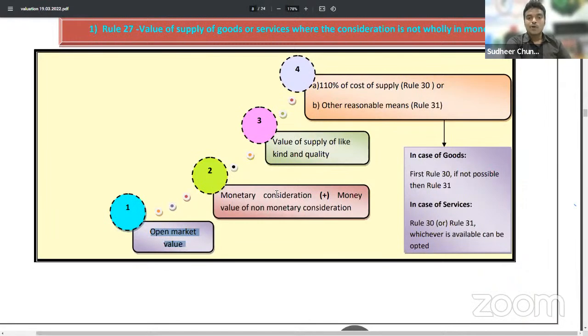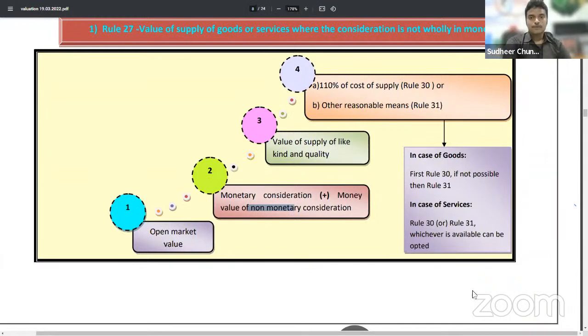Monetary consideration. How much I am paying? 25,000 plus money value of non-monetary. That means how much is the second hand mobile you are exchanging? What is its value? Let us assume it's 14,000. Then 25,000 plus 14,000 total 39,000. On 39,000 GST will be charged.